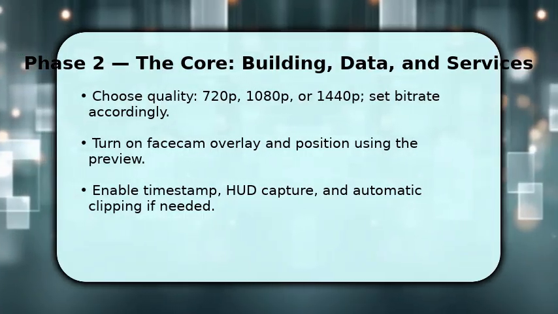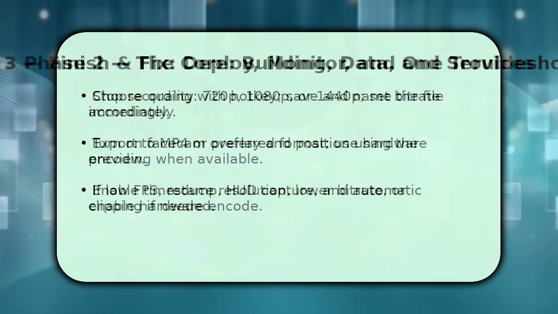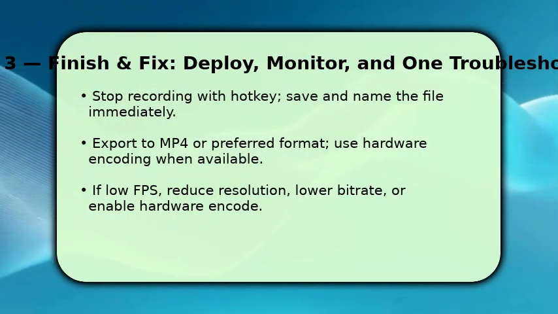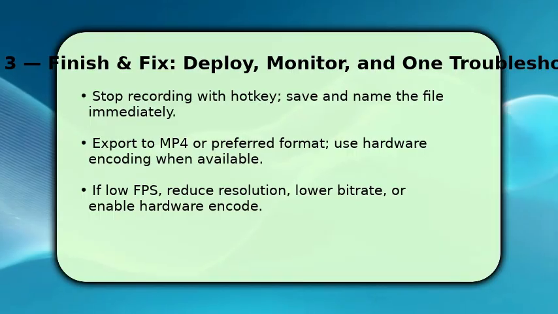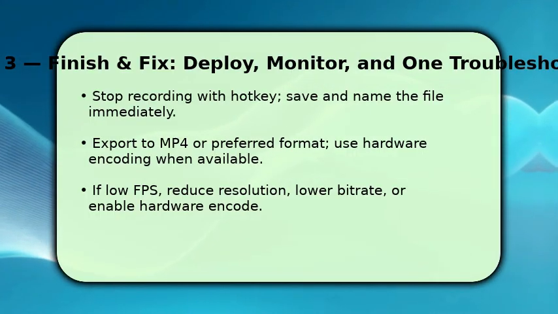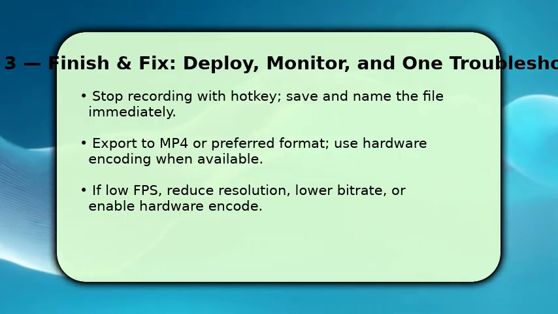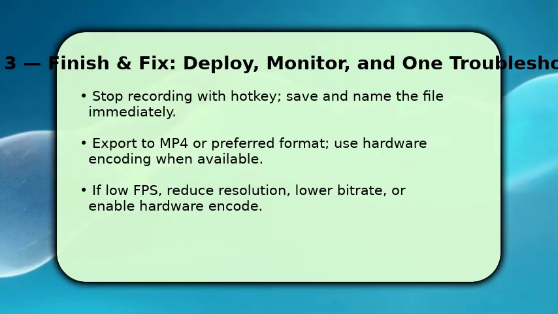retrieval. Export to MP4 or your preferred format. Choose hardware encoding when your GPU supports it, because it speeds up export and lowers CPU load. Make sure to check the saved clip for audio sync and visual quality. If the video shows low FPS or stuttering, reduce resolution, lower bitrate, or switch to hardware encoding. This is the key troubleshooting tip that fixes most performance issues.